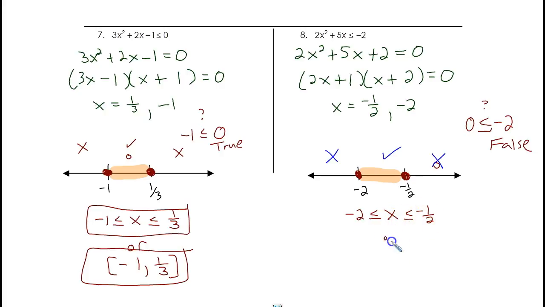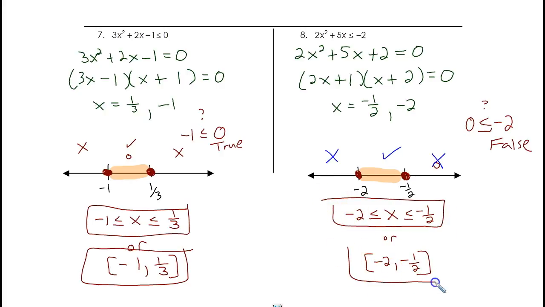The alternative way to write that is in interval notation. We would just say bracket -2, comma, -1/2. These intervals are always in order from least to greatest. Well, that is it for the examples today.